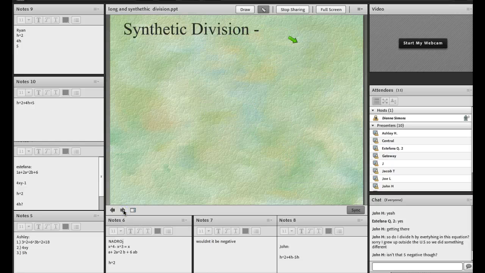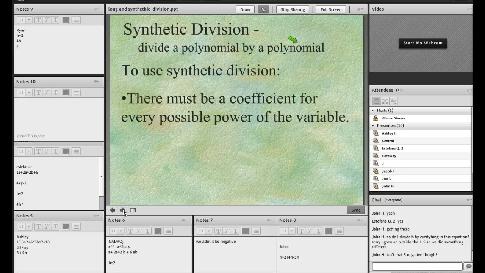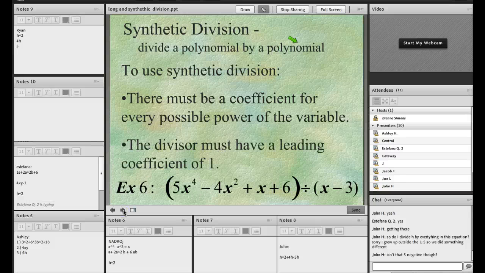This synthetic division, this part is fun. I promise. We're going to divide a polynomial by a polynomial. And using synthetic division, there must be a coefficient for every variable. Remember, every possible power. So cubed, squared, linear, and then a constant. Or a fourth, cubed, squared, linear, constant. There's got to be something for everything. No, the 5 was positive, if you want to go back.